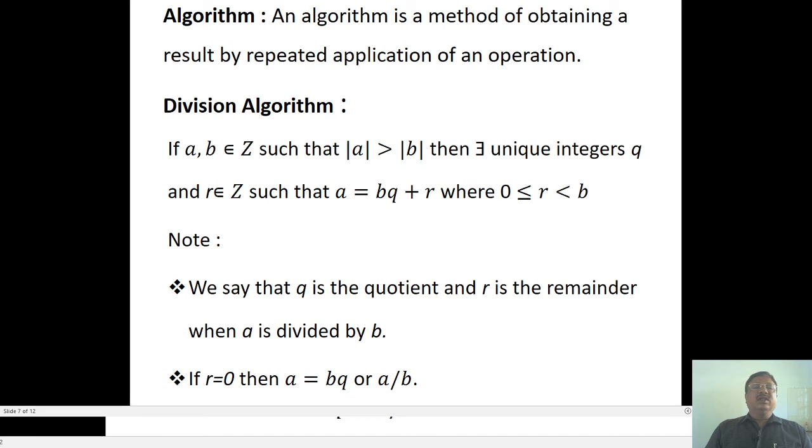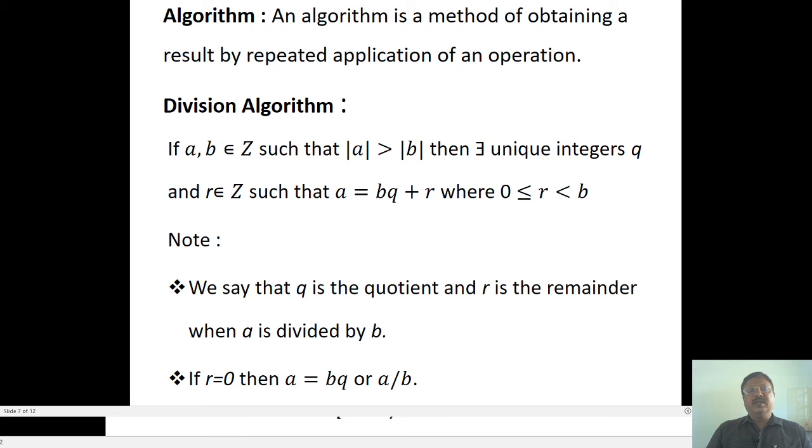Now algorithm. An algorithm is a method of obtaining a result by repeated application of an operation. So in this unit we are applying division repeatedly, therefore it is division algorithm. Let us see the definition. If a, b belong to Z such that modulus of a is greater than modulus of b, then there exist unique integers q and r belonging to Z such that a is equal to b into q plus r, where 0 less than or equal to r less than b.